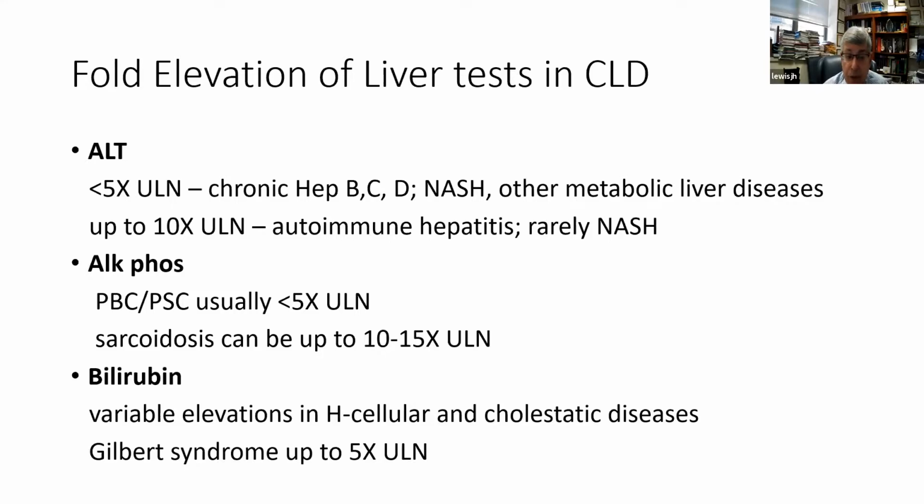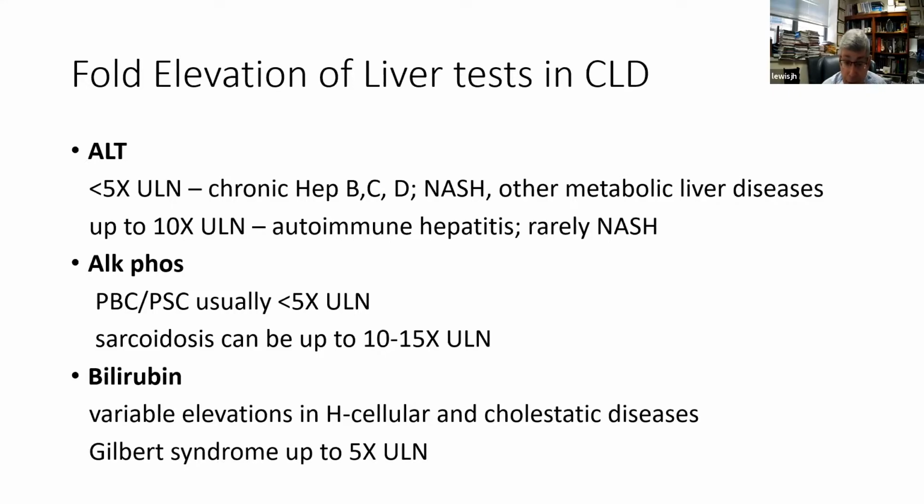The one exception is autoimmune hepatitis, where you may see elevations that persist at very high levels, 10 times or higher. We're talking ALT in the 300s, 400s. And NASH can rarely do that. Mostly NASH is below 5 times normal, but occasionally we see people who walk around with an ALT of 300, 400 sometimes.